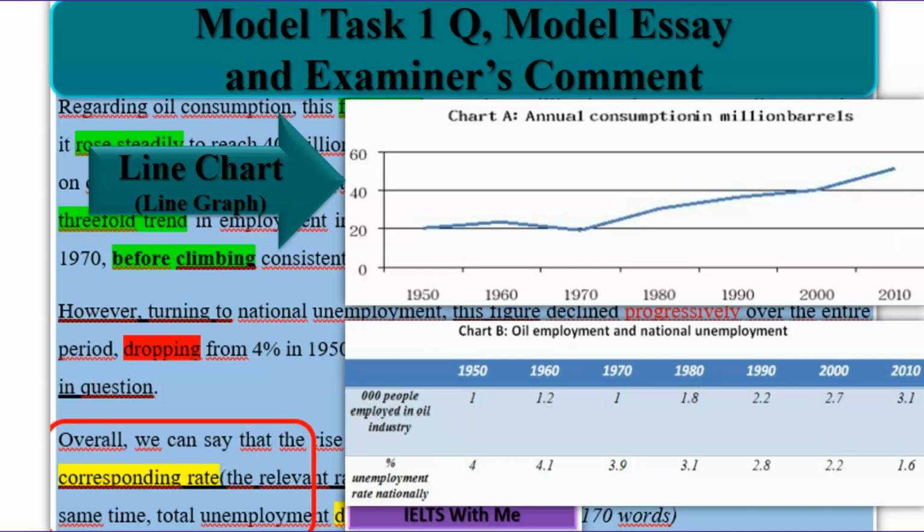Hello, it's IELTS with me tutorial, and today I'm going to show you how to write a Band 9 essay for your IELTS writing task 1 question. In this module, we'll focus on a model essay as well as examiner's comment and a step-by-step explanation regarding line graphs and tables. Okay, let's get started.